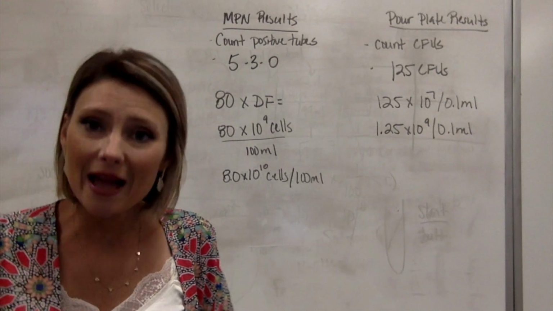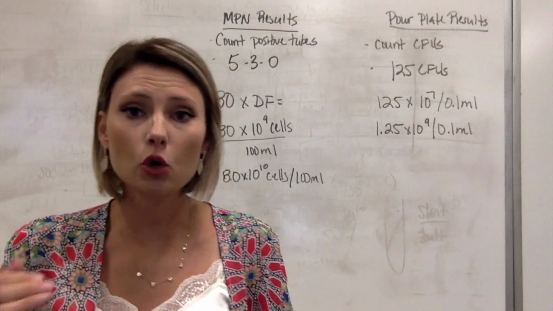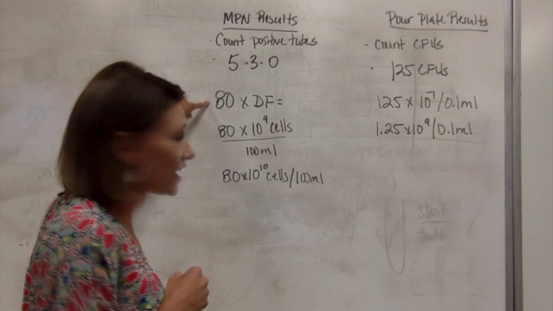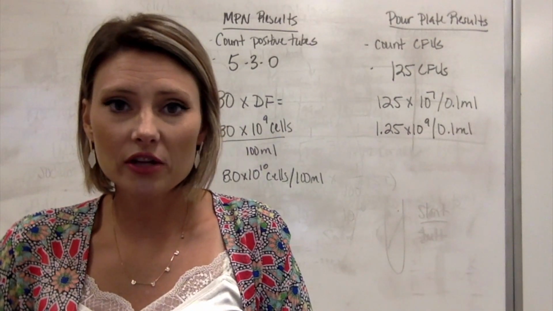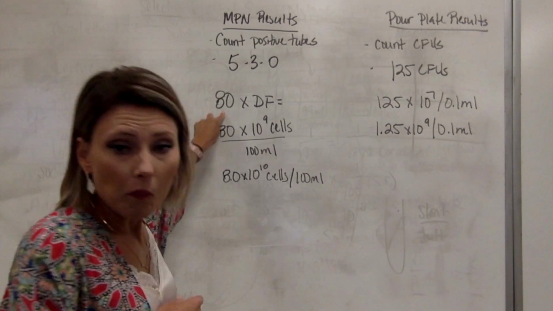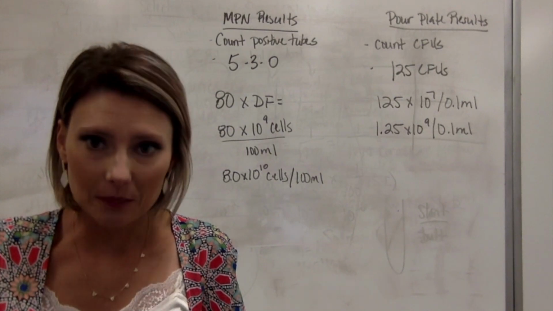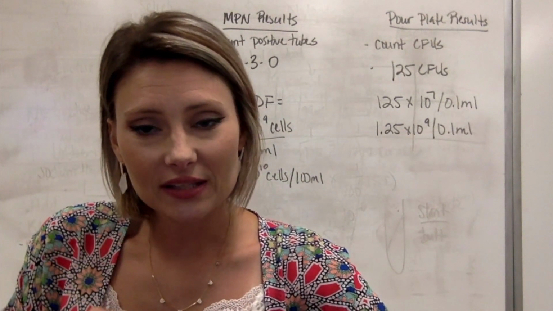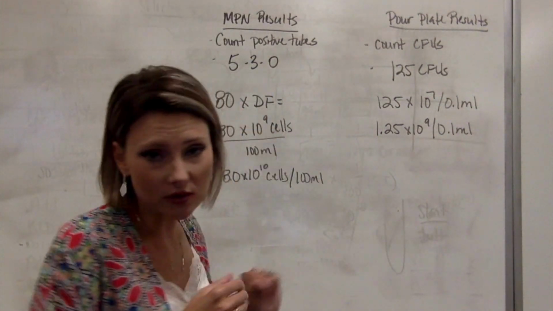So if you look in your lab manual, anytime you do an MPN, you are going to have a standardized chart that goes with it that you're going to use. This MPN number is going to give you a number to go by. So if you look up 530 on that standardized chart in your lab manual, it gives you the number 80. 80 cells. Now, we have to factor in how much we diluted the sample, because remember, we started out with that E. coli sample and we've diluted it down. So we have to multiply by what is called our dilution factor. And that's what the DF stands for, dilution factor.